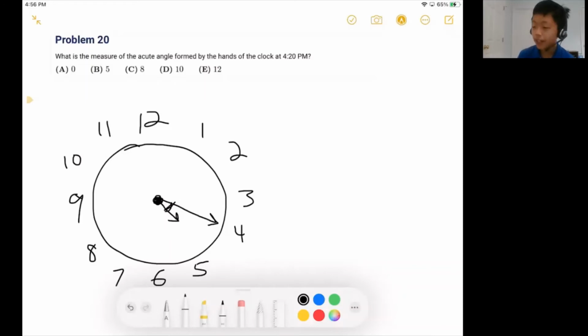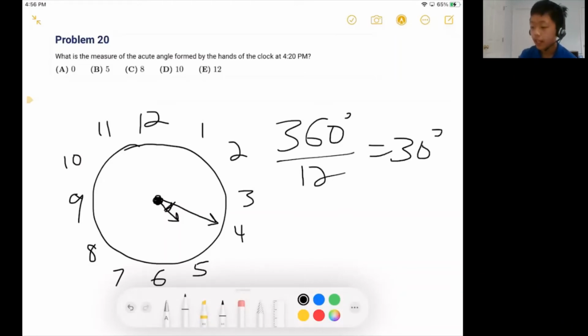The idea with this question is it's good to know that there are 360 degrees in the entire clock, in a full cycle. That tells us we have these 12 sectors that the 12 numbers divide it into. So between every two numbers, this is 30 degrees, this is 30 degrees, this is 30 degrees. Between any two numbers, like the 12 and the 1, the 1 and the 2, the 2 and the 3, and so on, those are all going to be 30-degree angles.